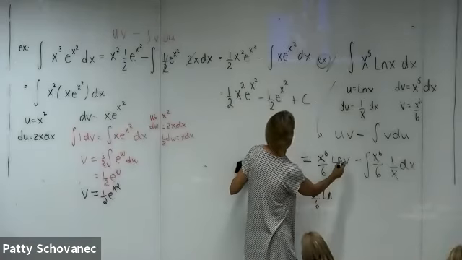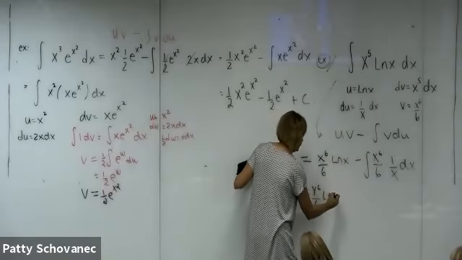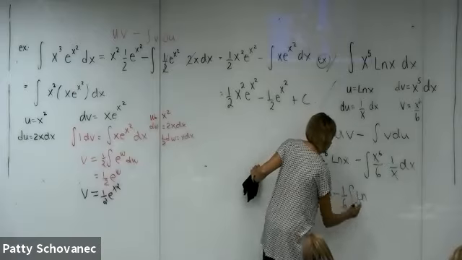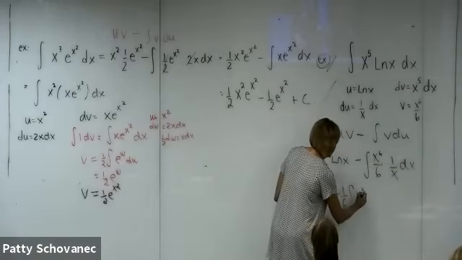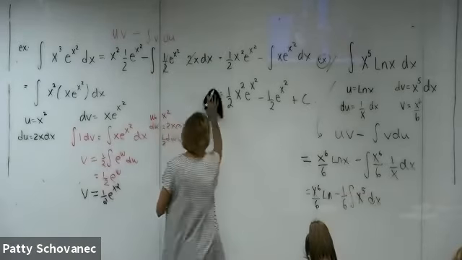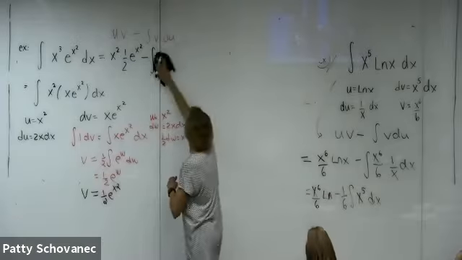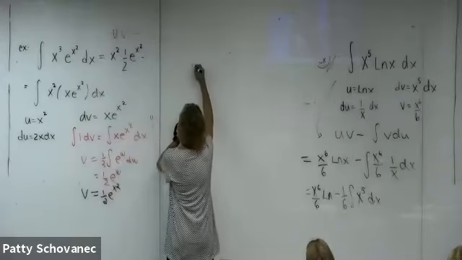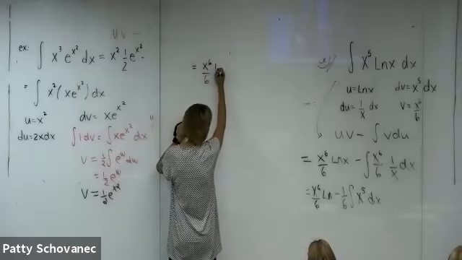That's not a v, that's an x. Minus 1/6 times the integral of x to the 5th dx. So one more step and we've got our answer. We have x to the 6 over 6 times the natural log of x, minus, and I've lost my variable altogether here, then I got a 1/6.